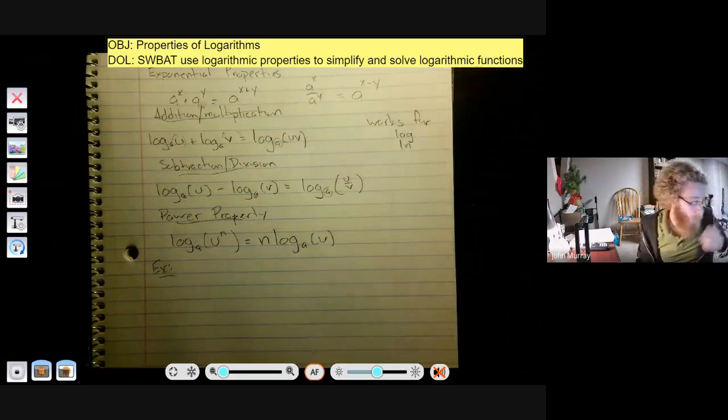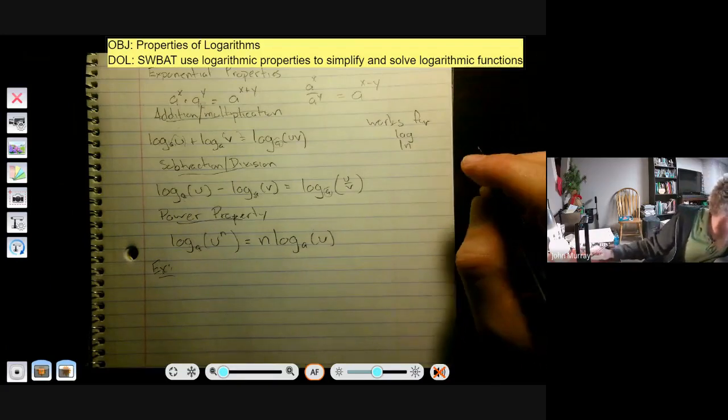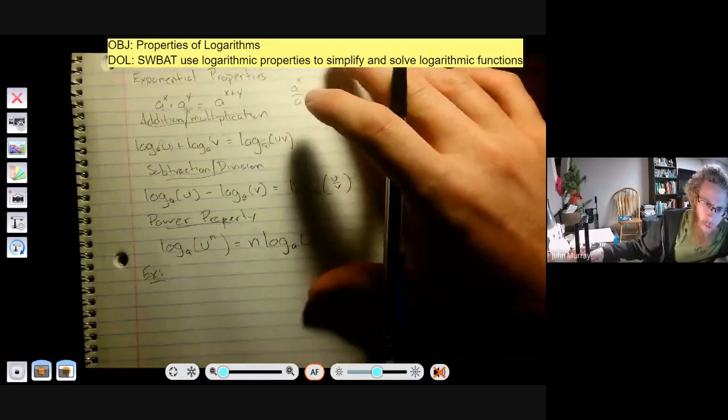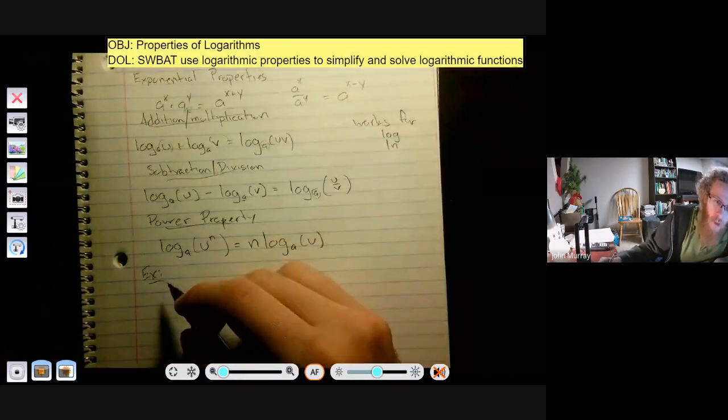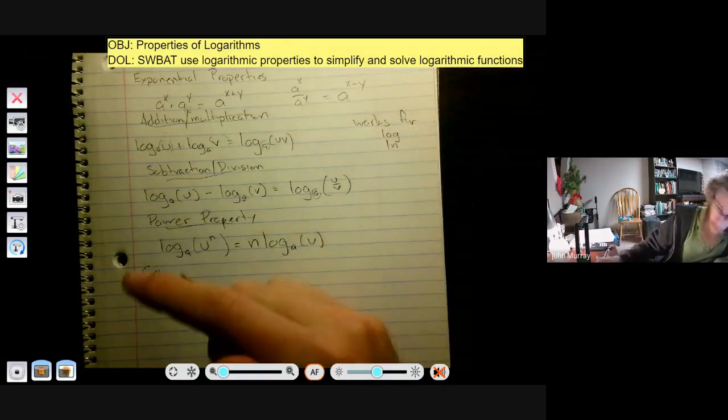So let's take a look at a few examples. Oh, why is there an ant? Gross. Okay, so you will either be asked, if it's a problem like this, straightforward, you will either be asked to expand or contract. Okay.